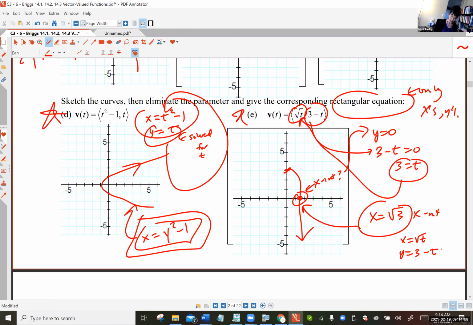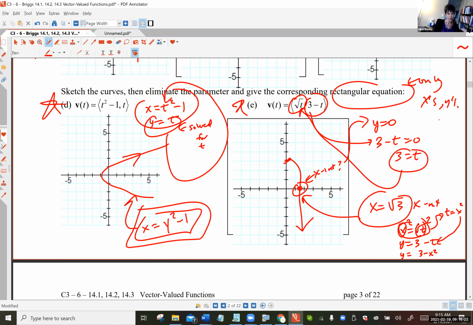And the best answer for this one, believe it or not, is this. So I'm going to square both sides, and I get that t is equal to x squared. And then I substitute that into the other equation. So y equals 3 minus x squared is the rectangular equation. But there's a problem with this answer. I won't give you full credit.